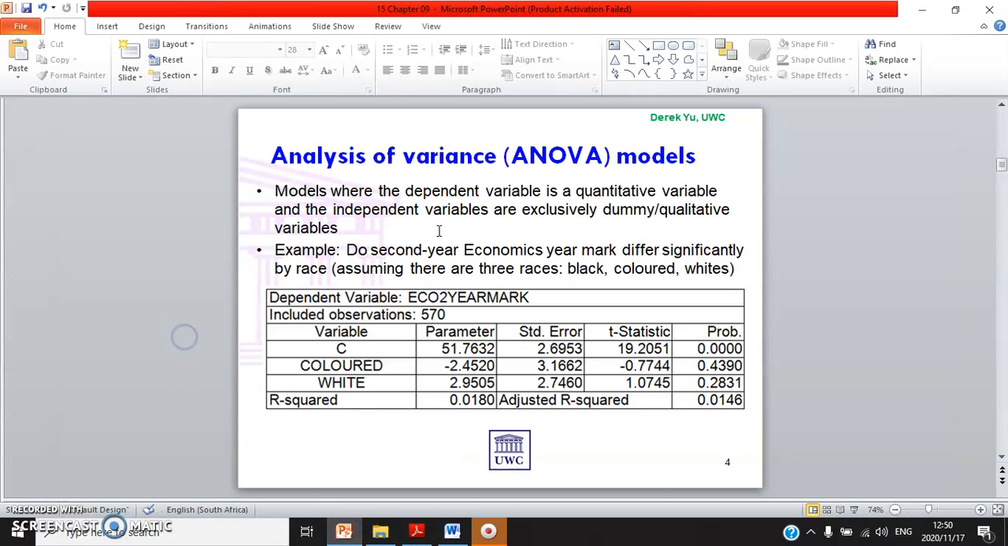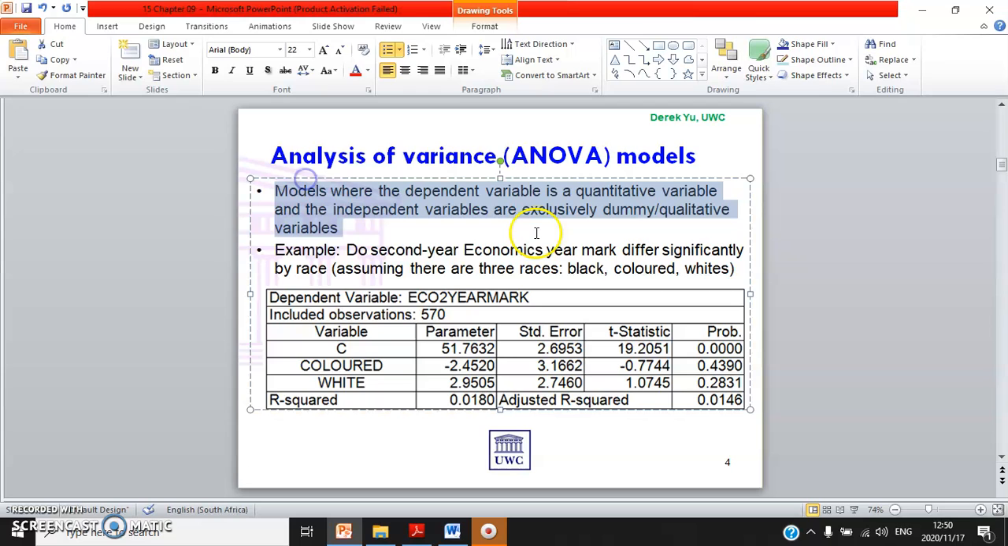Okay. And then now ANOVA, analysis of variance. For the ANOVA model, this is the definition. The dependent variable is a quantitative variable. You can see the marks here, but all the independent variables are dummy or qualitative variables.